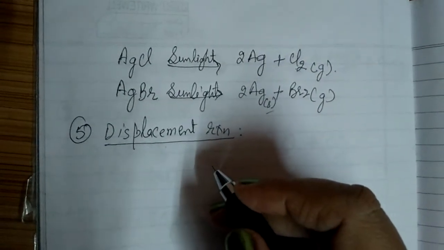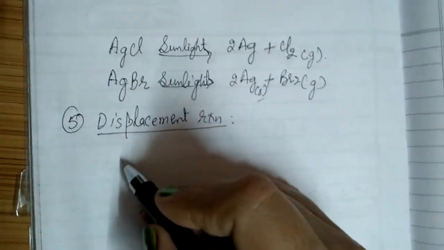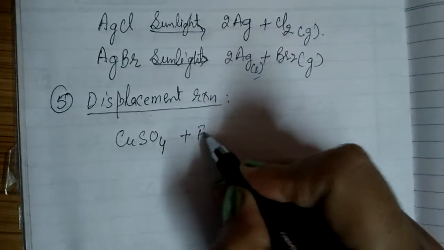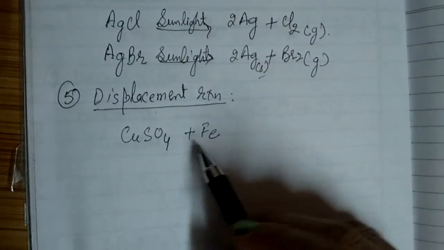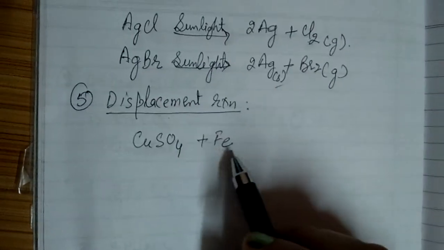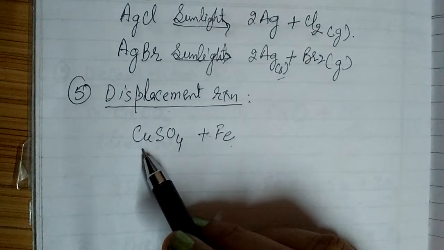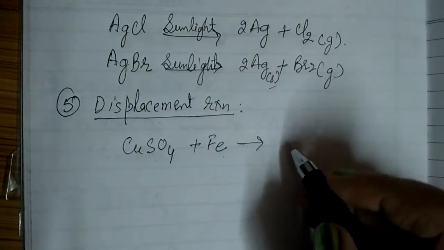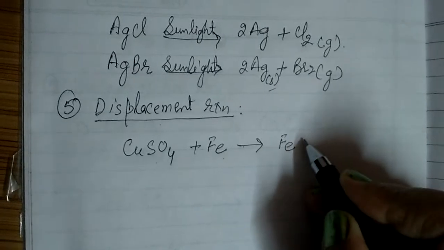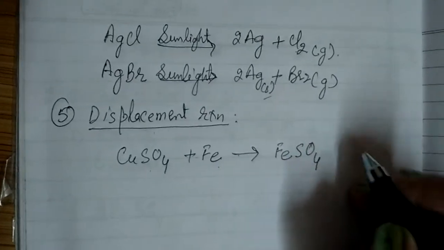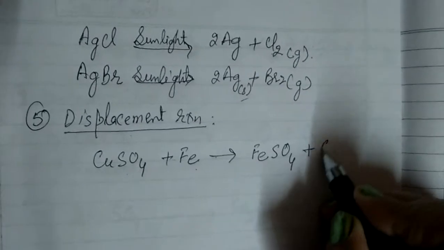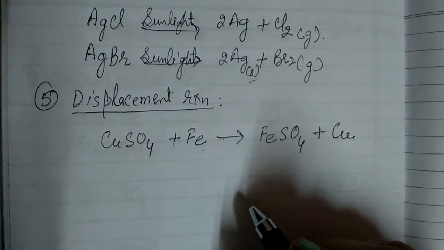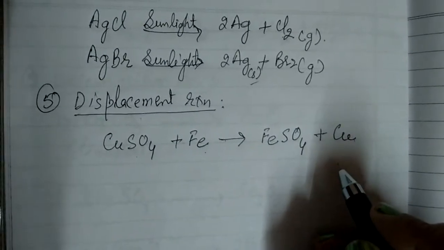For example, if we take copper sulfate solution and iron, as we know that iron is more reactive than copper, therefore it has the tendency to replace the copper from its salt solution, and the compound obtained over here is ferrous sulfate, FeSO4, plus copper, which is separated out. So here the copper gets displaced. This sort of reaction is the displacement reaction.